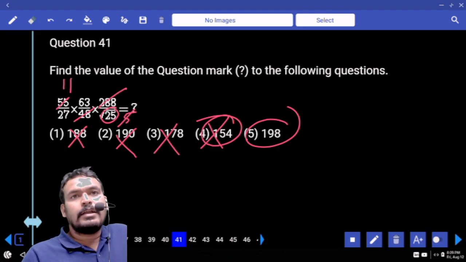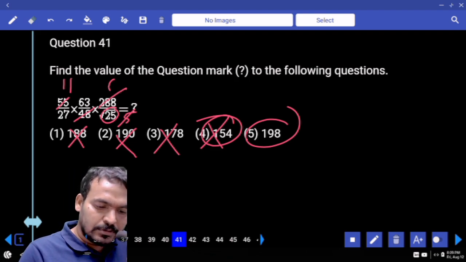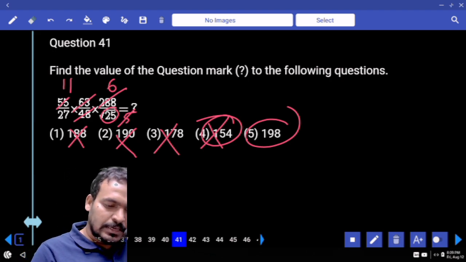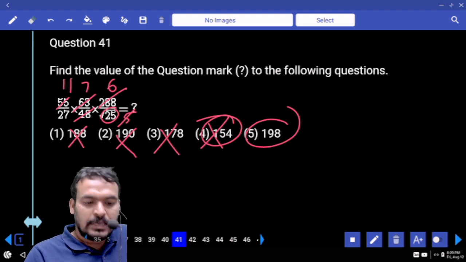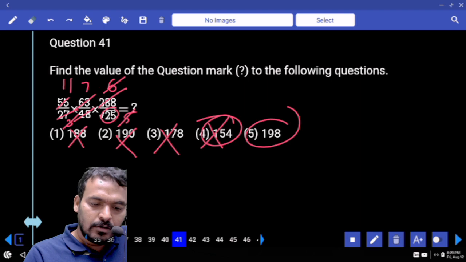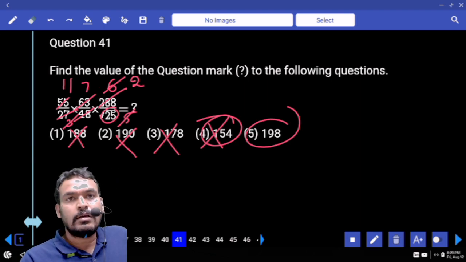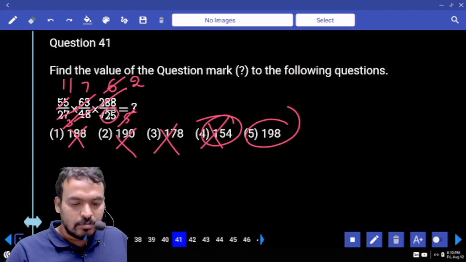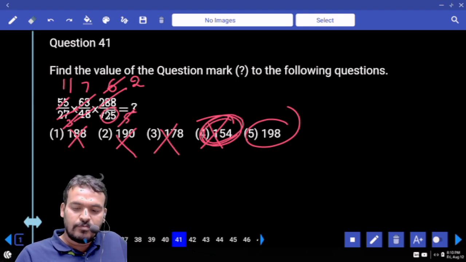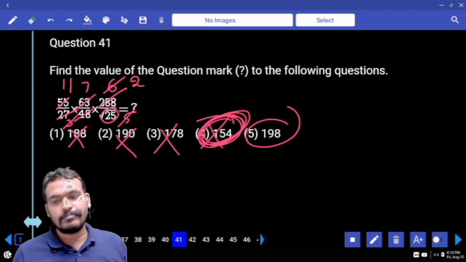48. 48 into 88, almost how many times? 6 times or 7 times? 6 times. Next. 63. 9 how many times? 7. 9 how many times? 27. 3 times. 3 again? 2 times. Okay. 11 into 7 into 2. 77 twos are 154.